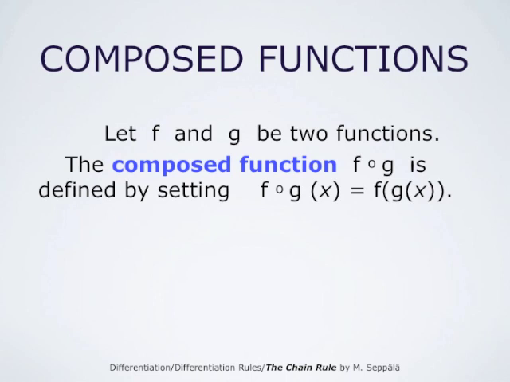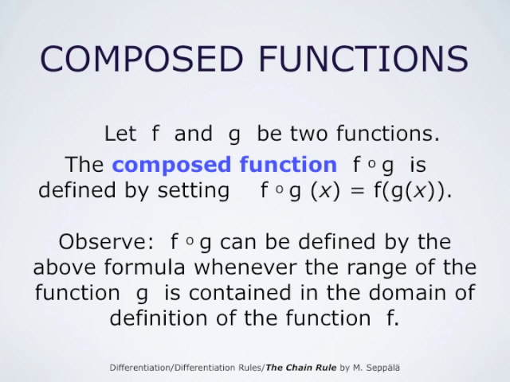If f and g are two functions, the composed function f circle g is defined by setting its value at x to be the value of f at g of x. Observe that f circle g, f composed with g, can be defined by this formula whenever the range of the function g is contained in the domain of definition of the function f.